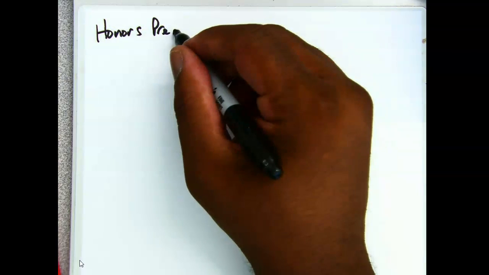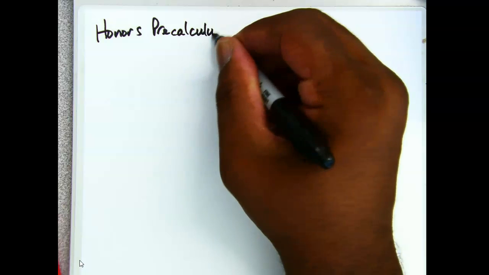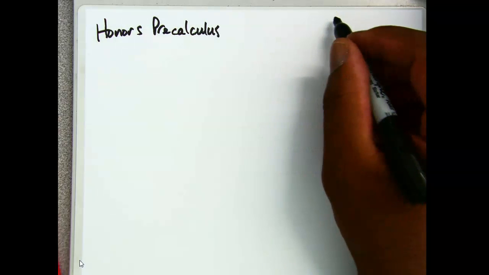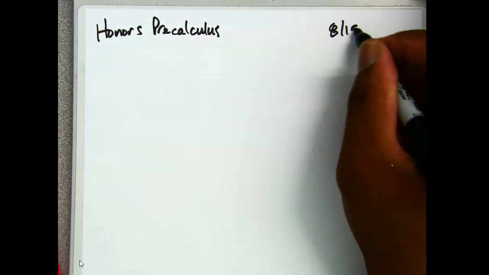Yesterday we ended with the combination of functions. We added functions, we multiplied functions, we subtracted, and we divided. Today we're going to take a look at the composition of functions.